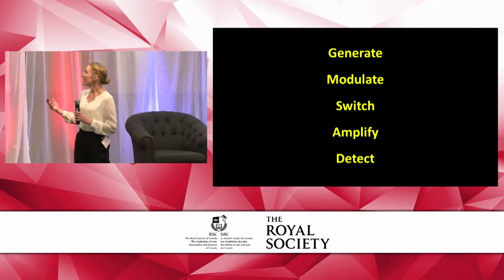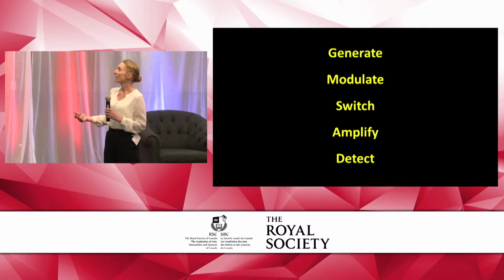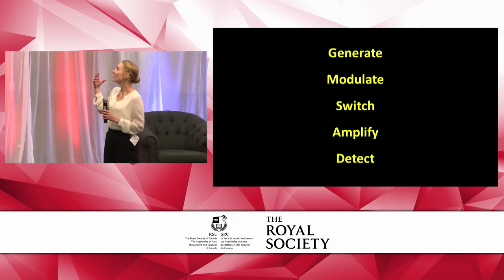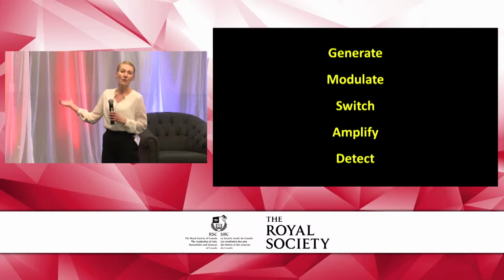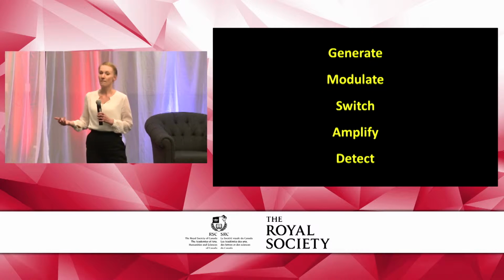But if we want to build an information network, then we need to be able to do a few more things. First of all, we obviously need to generate our signals. We then need to be able to modulate them, switch them, route them around our systems, and eventually we need to be able to amplify and detect them.